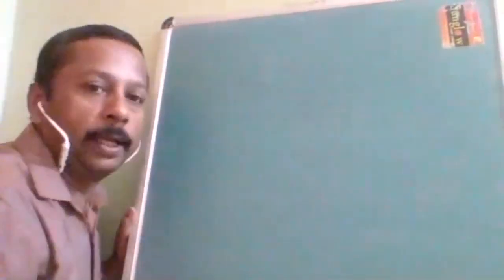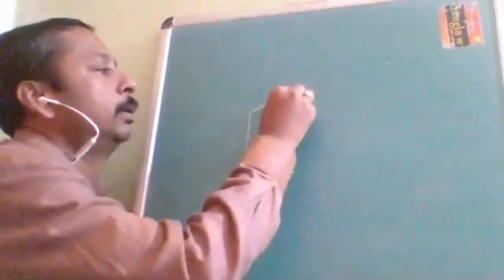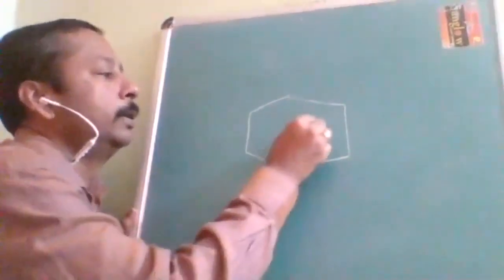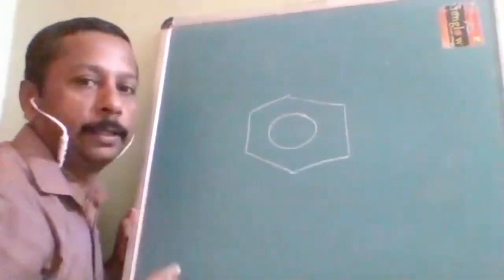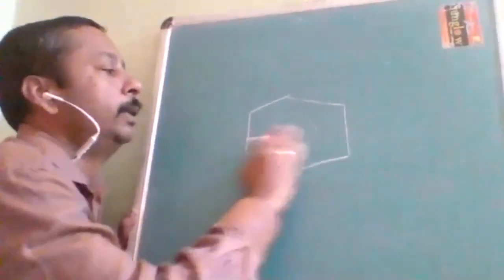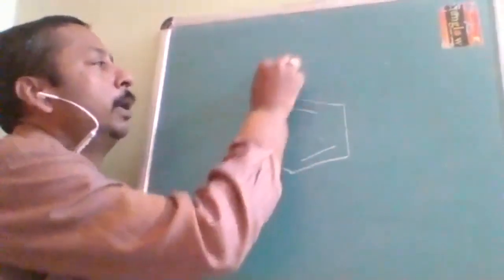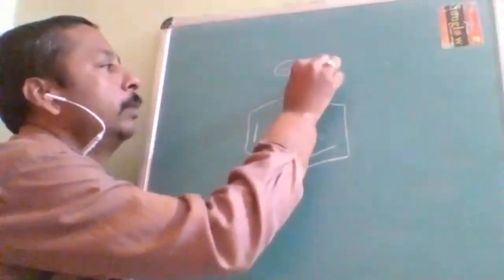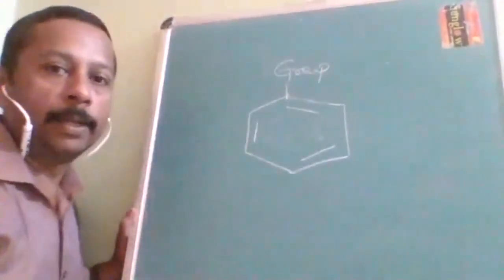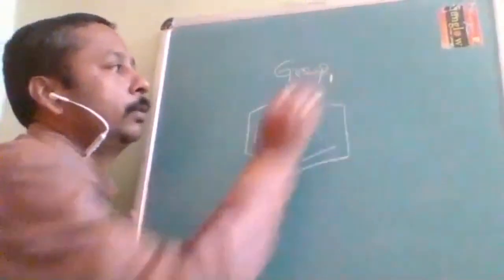Now, directive influence is studied in the topic of disubstituted benzene. Suppose this is cyclohexane; now it becomes benzene. In the benzene, I will draw it for convenience like this. Already one group is present. Let us take this as group 1.